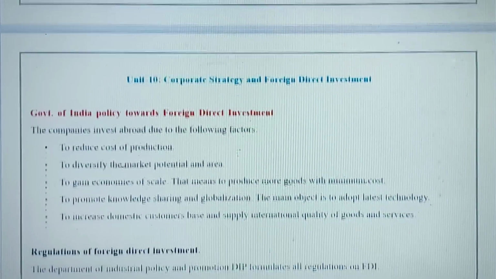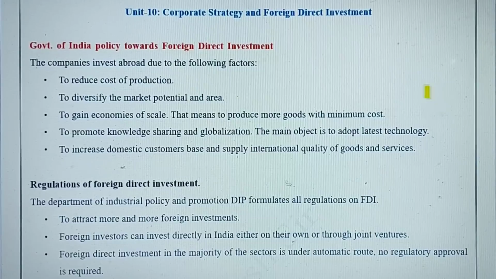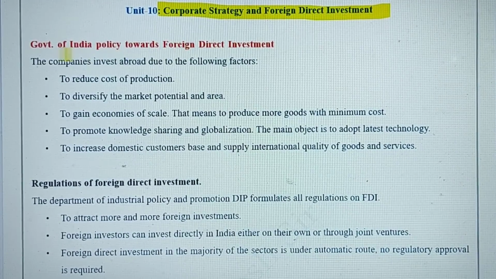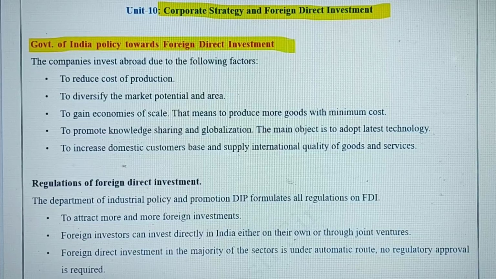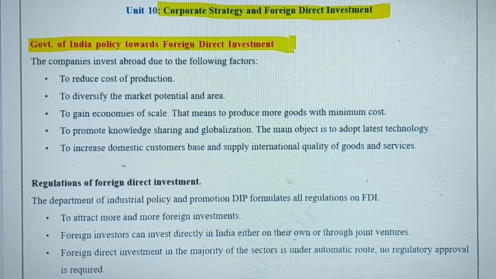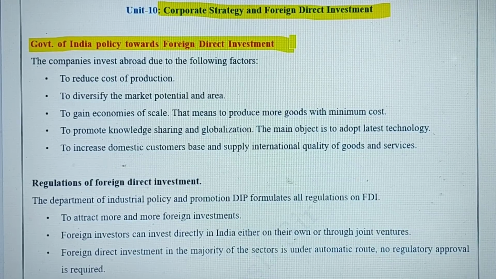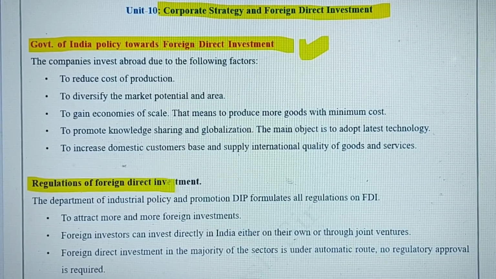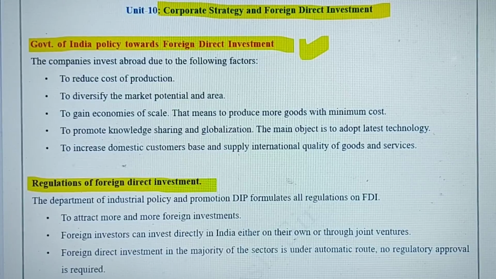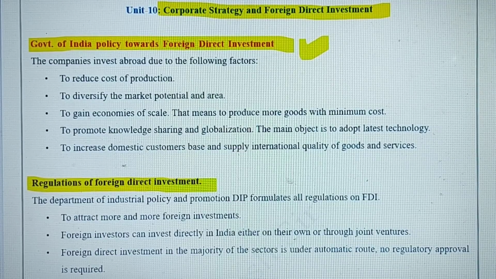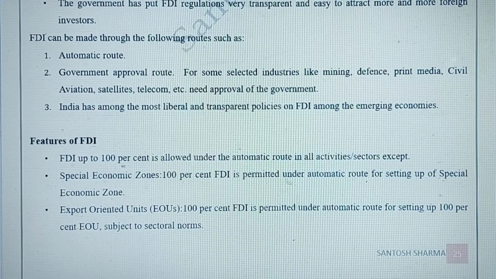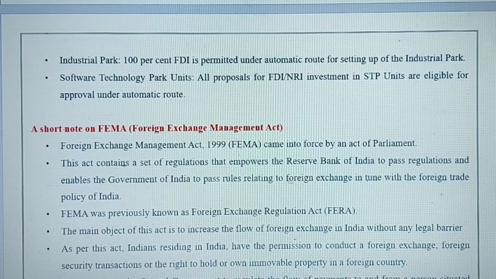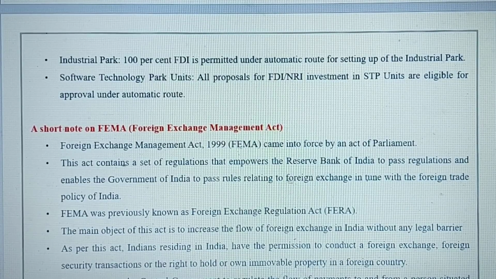Then from unit 10, we have some corporate strategy and foreign direct investment, and like the policy of Indian government towards FDI, that needs to be studied by you. That's important one. And the different regulations of FDI, like how it moves into India or out of India even, and features of FDI, and what steps are taken by the government to promote FDI.